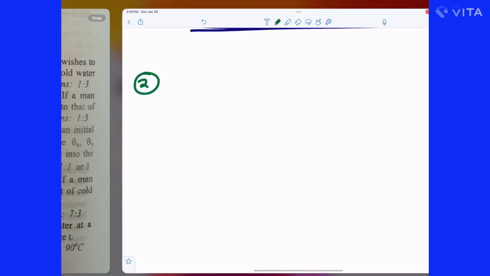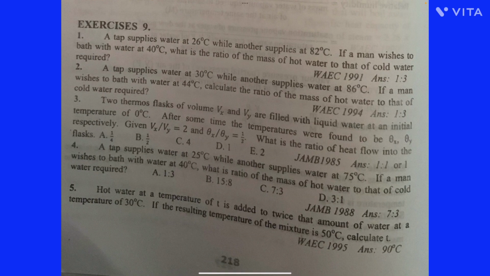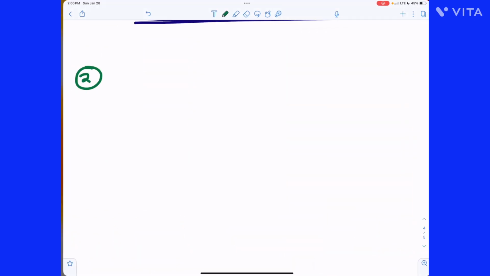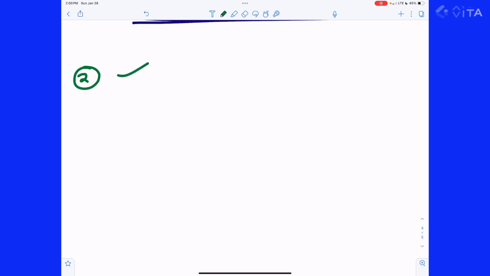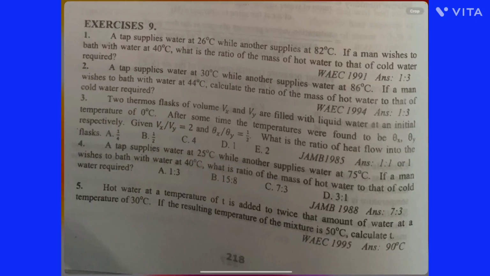It's a simple exercise. A tap supplies water at 30 degrees while another supplies water at 86. So number 2 is the same as number 1. You do that yourself. Question 3.